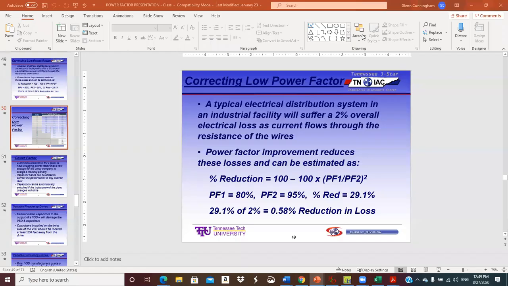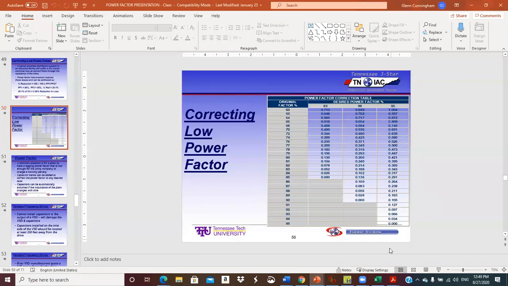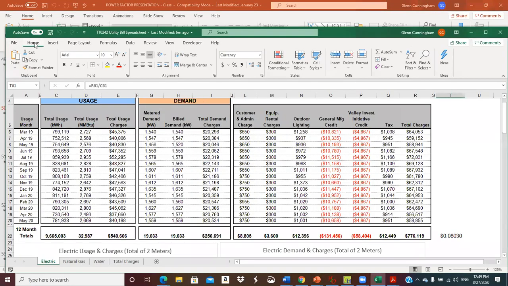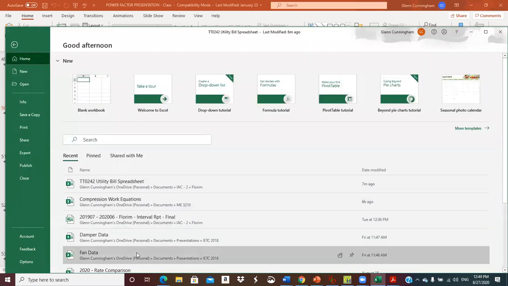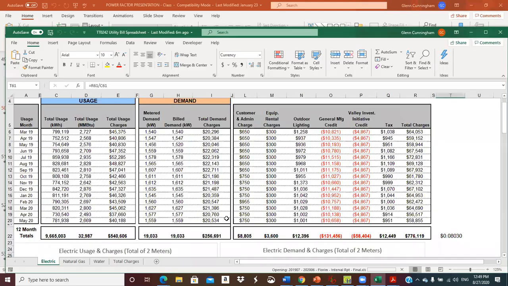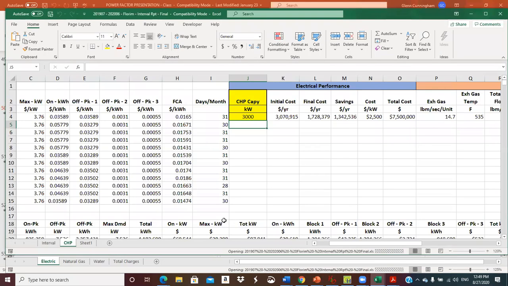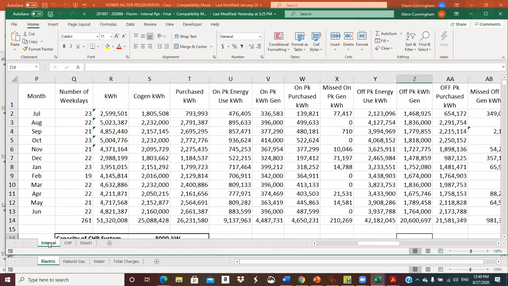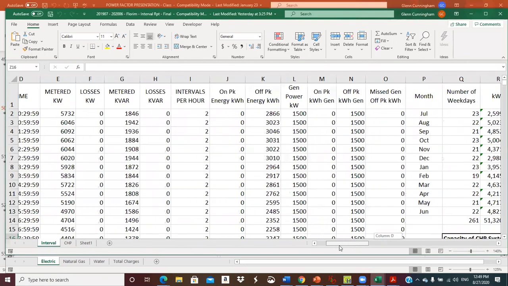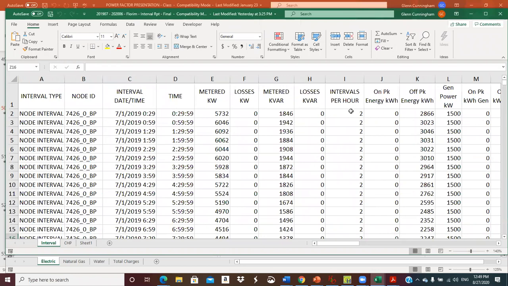I can show you some interval data. I know I've got this, if it's open. This is the form. I know I got this. So we've got a year's worth of interval data for this plant. Some of this is stuff I've calculated. I guess columns A through I came in from the utility company. And this is every 30 minutes they get a reading.